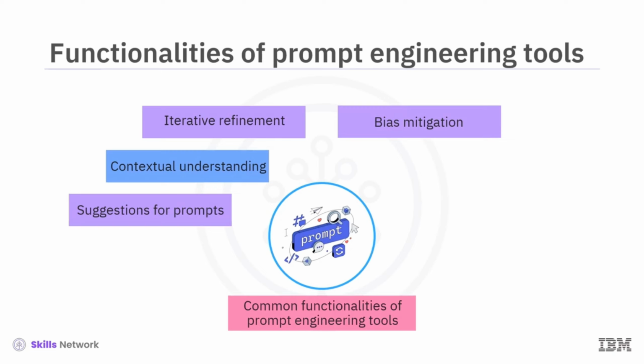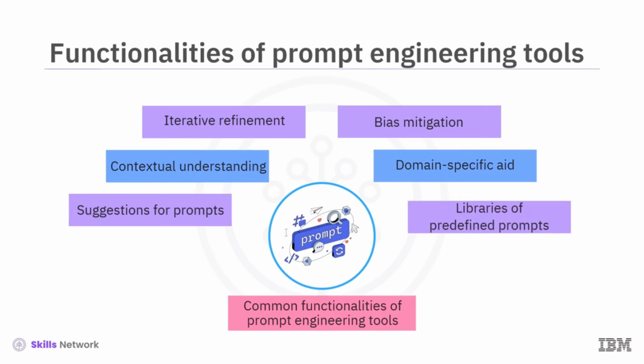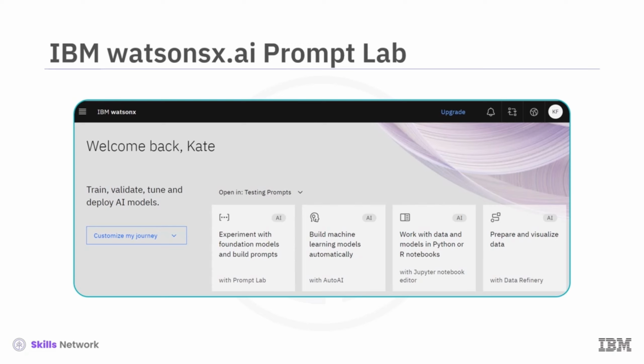Prompt engineering tools might offer features to help mitigate bias in the response of a generative AI model. They can guide how to craft prompts to reduce the likelihood of biased or inappropriate outputs. These tools can help create prompts relevant to specific domains such as legal, medical, or technical. Some prompt engineering tools offer libraries of predefined prompts for various use cases that can be customized for specific needs. Moving forward, let's explore a few common tools for prompt engineering.